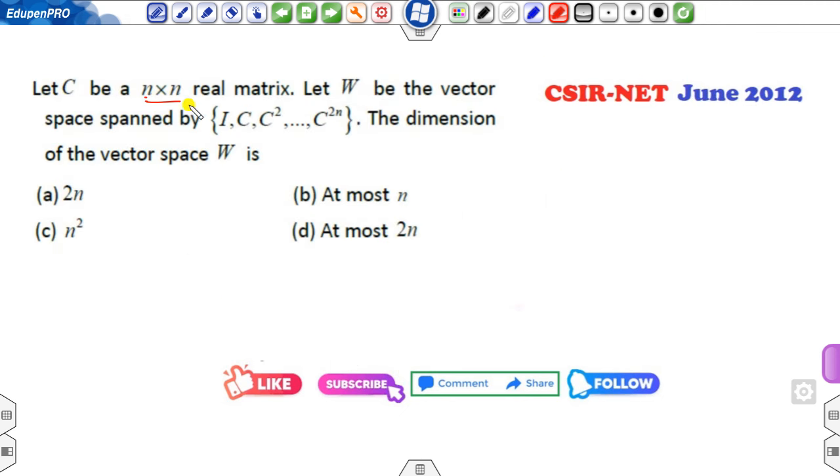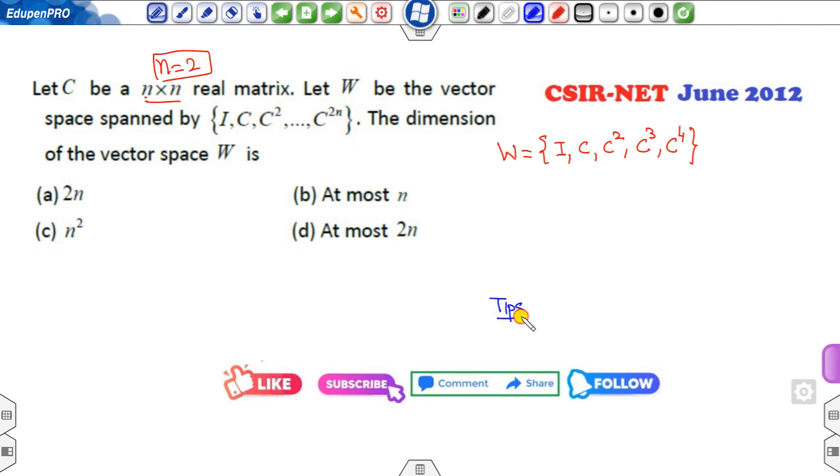Let C be an n cross n real matrix. V is the vector space spanned by this. So I can choose n as 2. What is my W? I, C, C square, C cube, C4. Fine. Then the dimension of the vector space V.